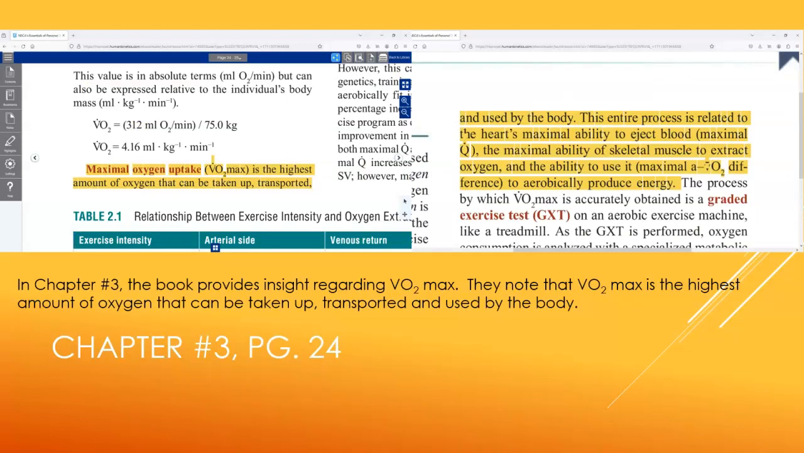So from our book, and this is back in chapter 2, if we look at really what we're after here, you have maximal oxygen uptake, VO2 max, right? It's the highest amount of oxygen that can be taken up, transported, et cetera, and used by the body. Okay, got it. But the other part of this equation, because there's an interrelatedness between all the systems in the body, and really this is an interconnected system.